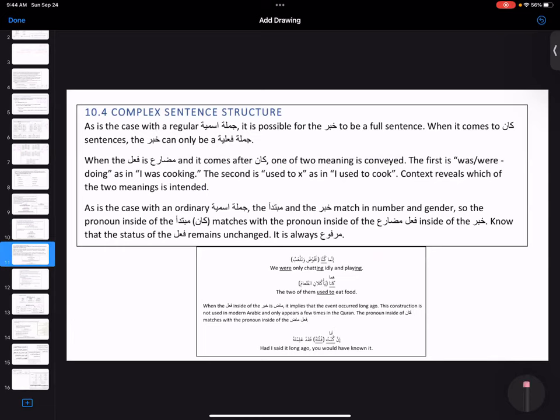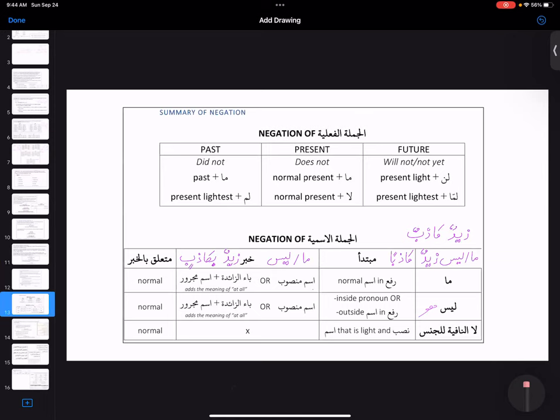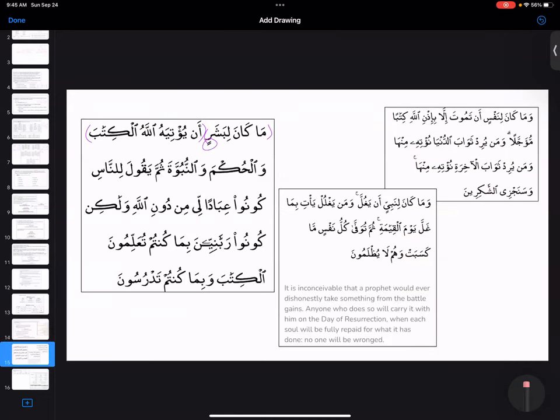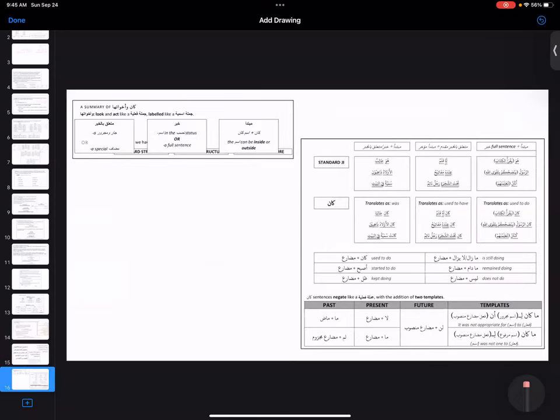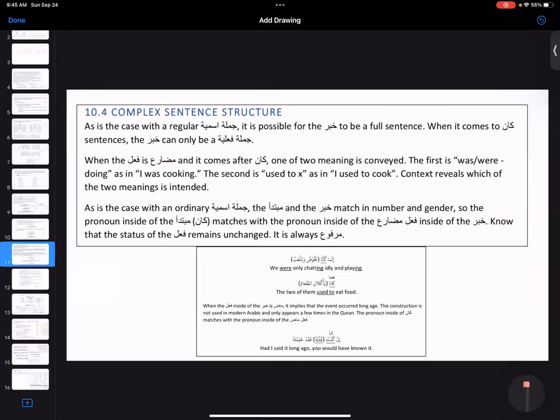Okay, now complex sentence structure. I don't know, maybe we can do that next time because we don't have much time left. No, we do. Yeah, I think maybe we can do that next class and we can go back to our homework. Does that make sense to everyone? Yes. Okay, let's do that then.